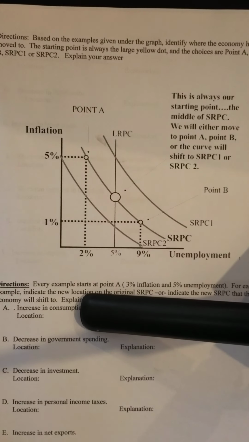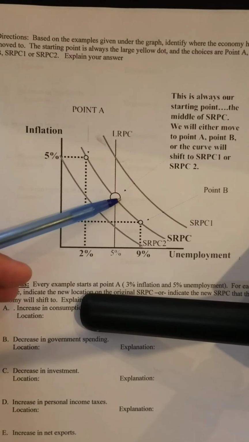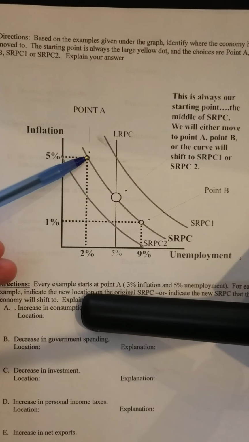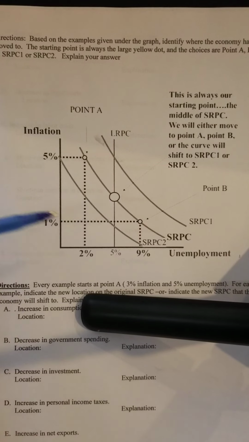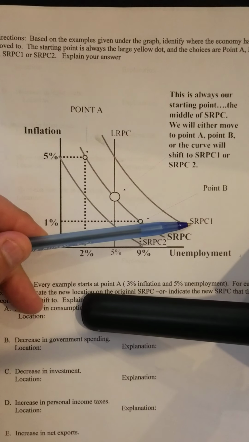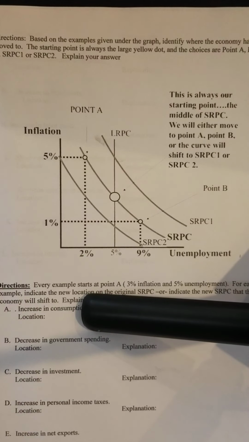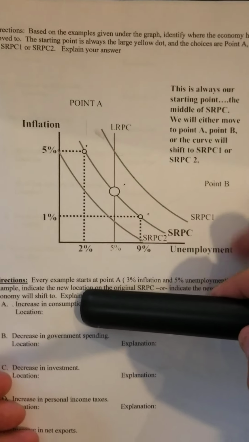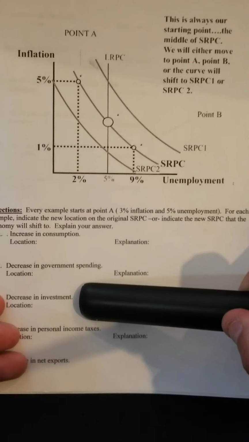And hopefully we understood the instructions that we always start here and that sometimes we might shift to point A or point B, and sometimes we might go to short run Phillips curve 1 or short run Phillips curve 2. So let's go ahead and review, and hopefully we got this. It makes sense to us.